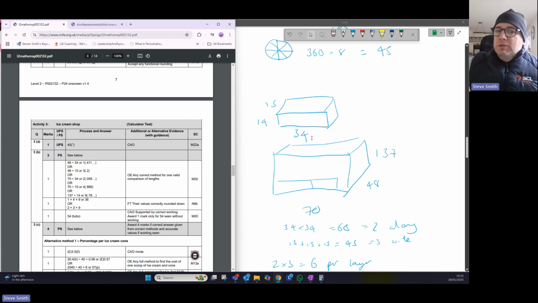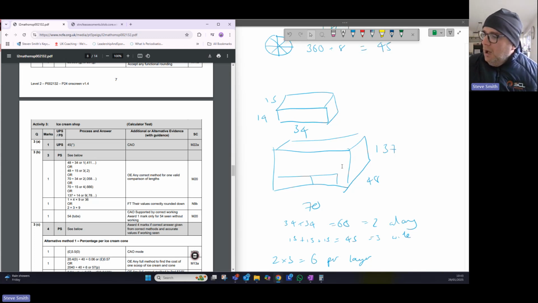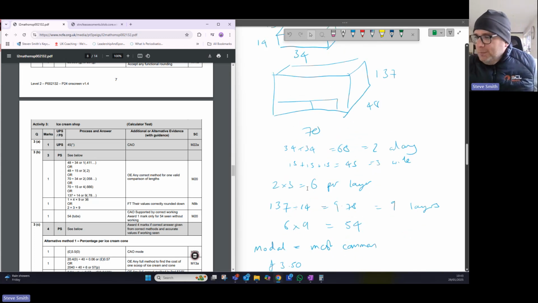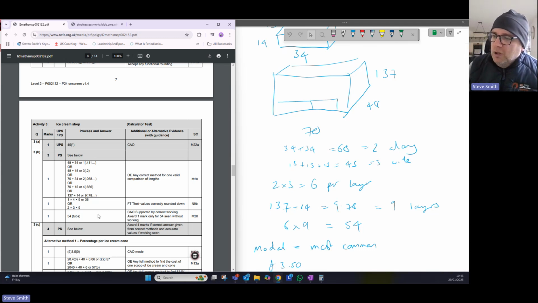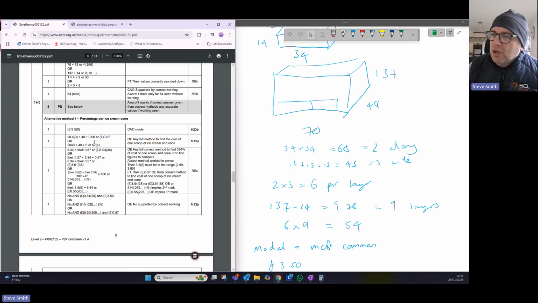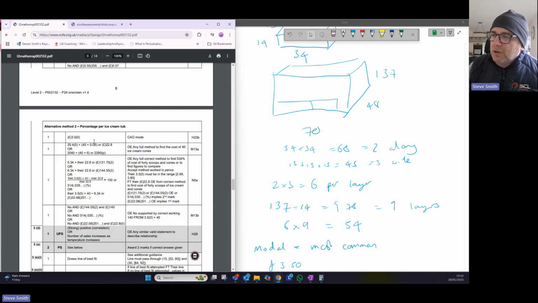And this is like millions, which is not. So we visually drew it. We worked it out as 6 per layer, 9 layers, 9 times 6 is 54, 54 tubs. Correct. Alternative method, now we use that method, another alternative method.